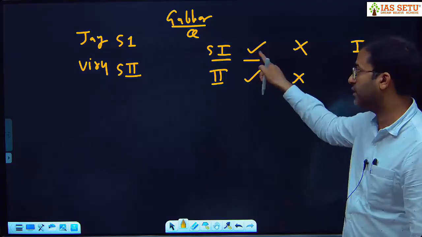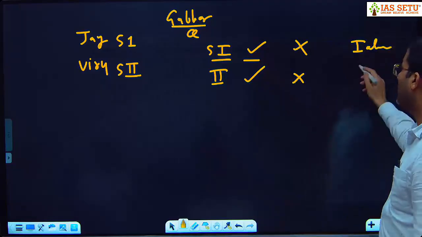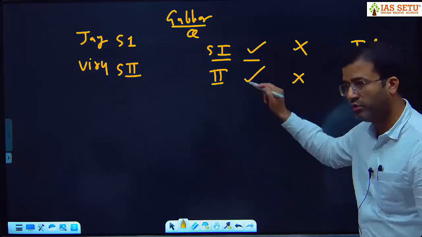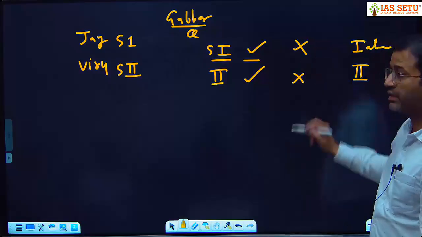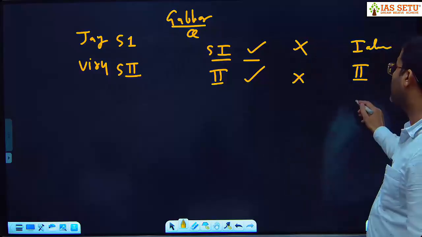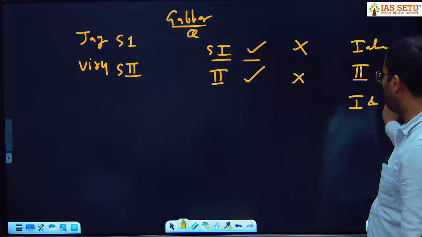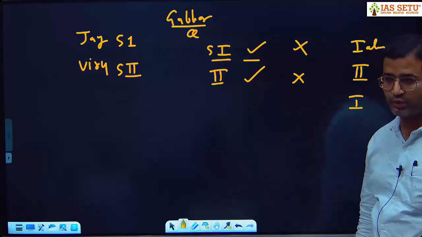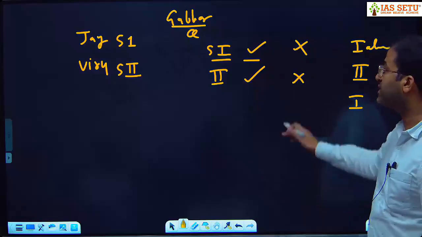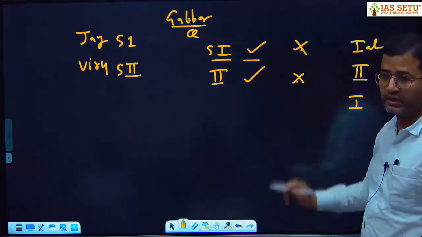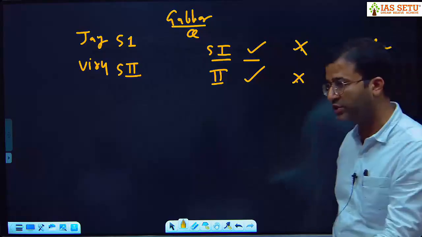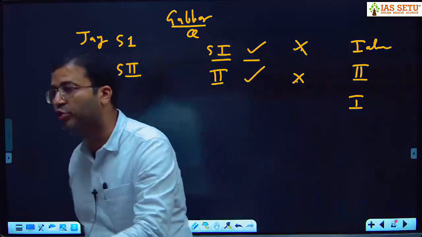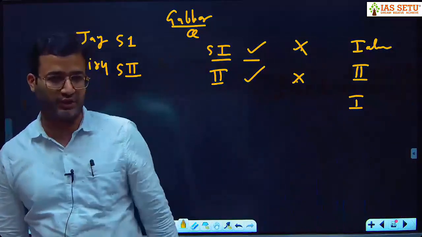पता चला जय ने हरा दिया, वीरू हार के आ गया. ये हो सकता है statement 2 alone sufficient, वीरू ने हरा दिया, जय हार के आ गया. और मे बी statement 1 alone and 2 alone, जय भी हरा के आ गया, वीरू भी हरा के आ गया. These are the possibilities. But there is a case where Jay bhi haar gaya, Viru bhi haar gaya. Means statement 1 alone is not sufficient. Even statement 2 alone is not sufficient.